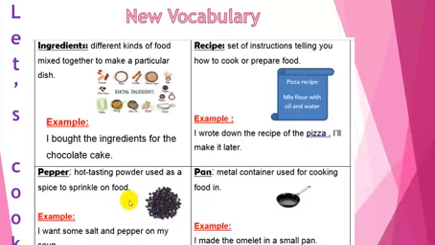Now let us go to the fourth word. Pan. Pan is a metal container used for cooking food in, and it is like this. This is the pan, you know it? So there is an example. I made the omelette in a small pan. Now let us go after this part. We'll go to another group of words.